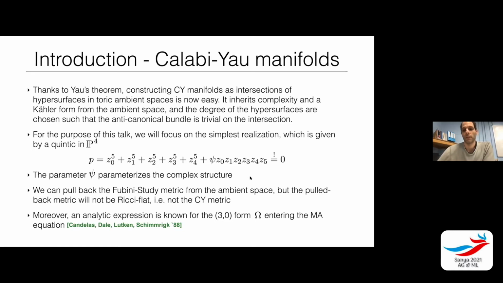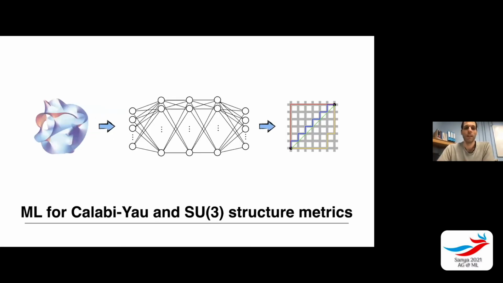Good, so we do have a metric on this manifold, and the 3-0 form on this manifold can also be constructed using techniques that have already been outlined in the late 80s. So we have the Kähler form, and we have the holomorphic 3-0 form. But we don't have the Ricci-flat metric, but we have a Kähler class given by the Fubini-Study metric. So how do we now use this to learn Calabi-Yau and SU(3) structure metrics?